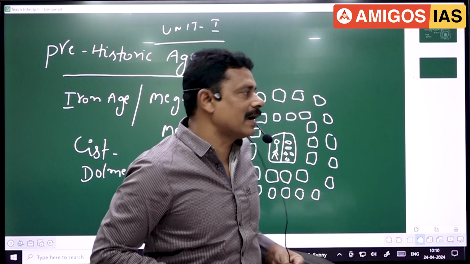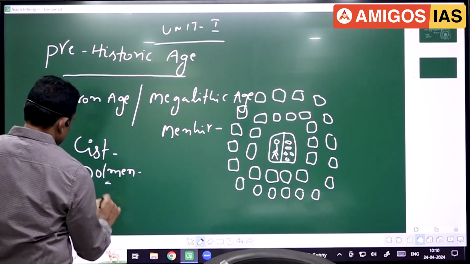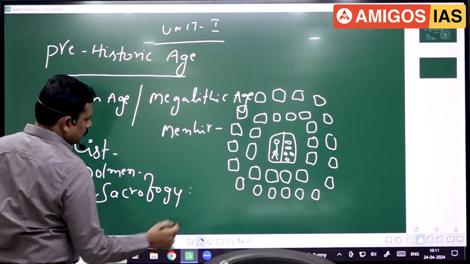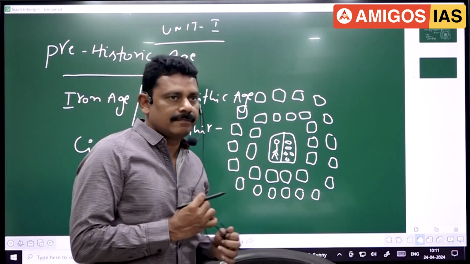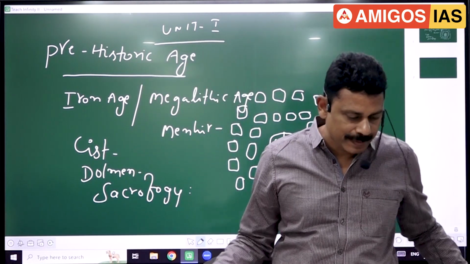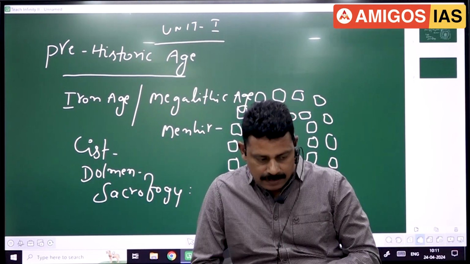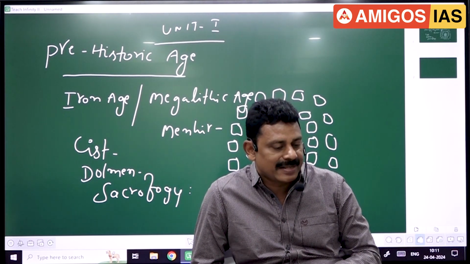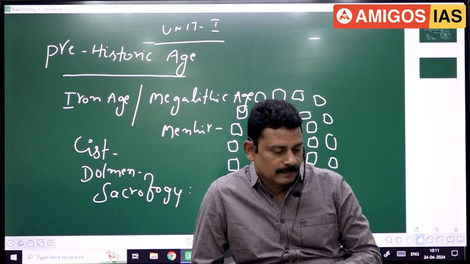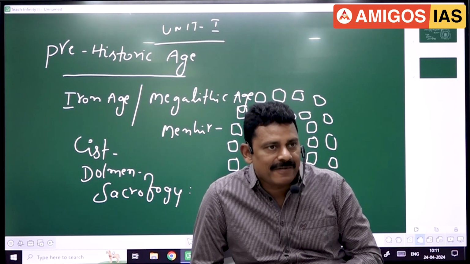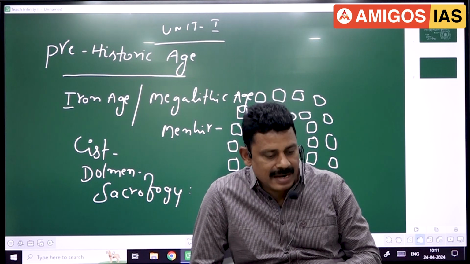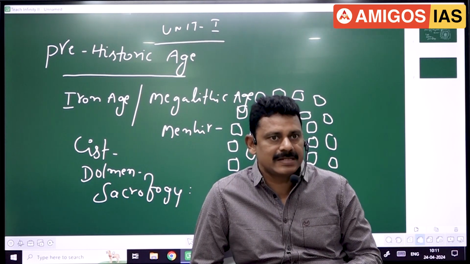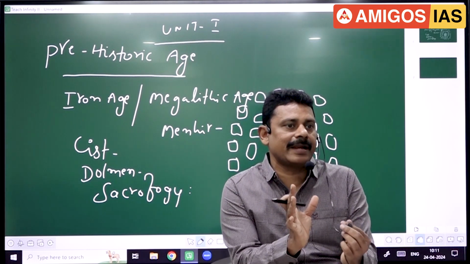Then sarcophagi. Another type of grave that has been used by them. A grave made up of terracotta in the shape of an animal was sarcophagi. Sarcophagi means an animal shape used to be given to the grave.